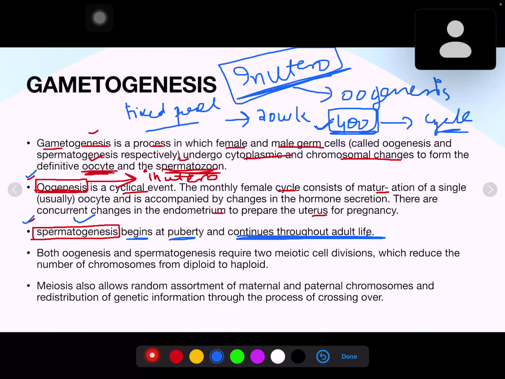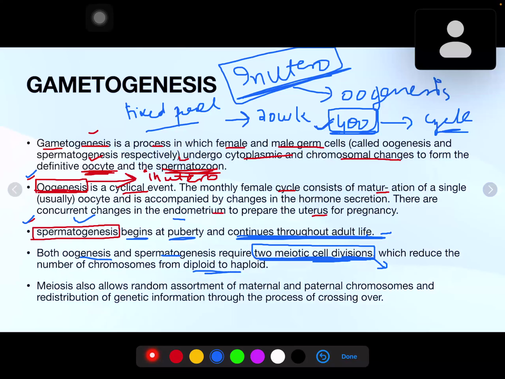Spermatogenesis begins at puberty and continues throughout life. Both oogenesis and spermatogenesis require two meiotic cell divisions, which reduce the number of chromosomes from diploid to haploid. This we will discuss in our genetics module. I have given a lecture on genetics. If anybody wants to study genetics before our module, you can see the lecture on genetics. We will discuss the details of meiosis and mitosis in that lecture.